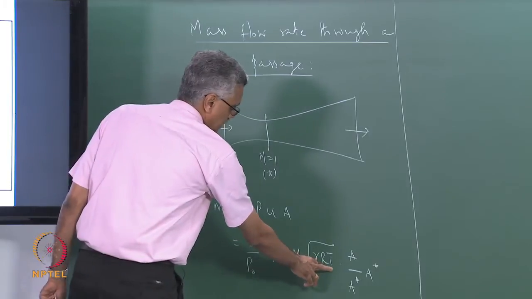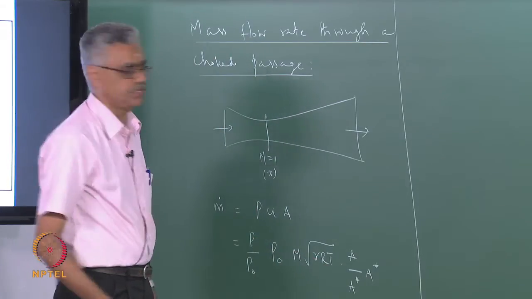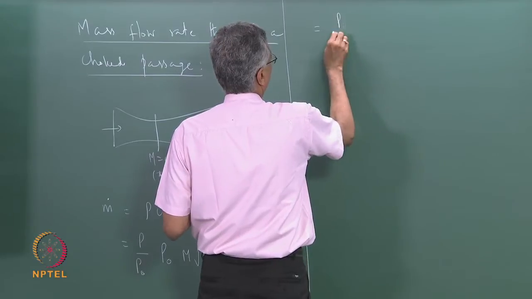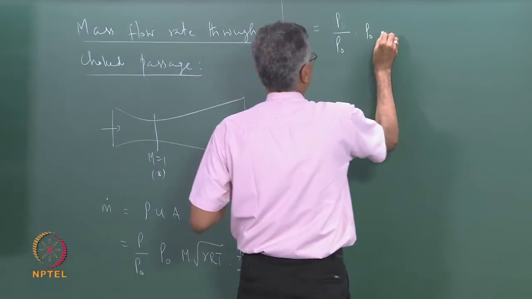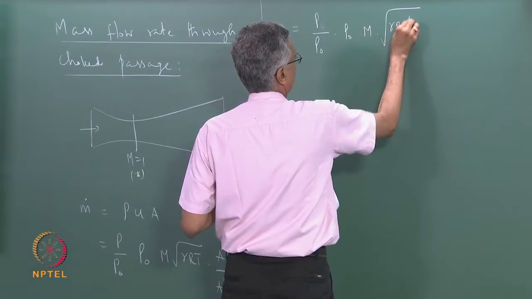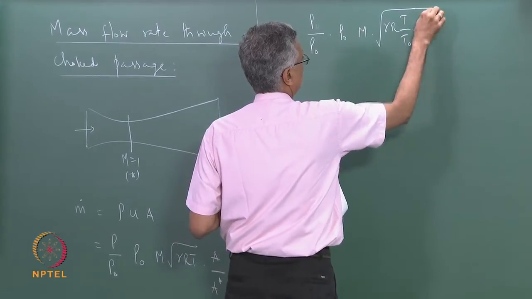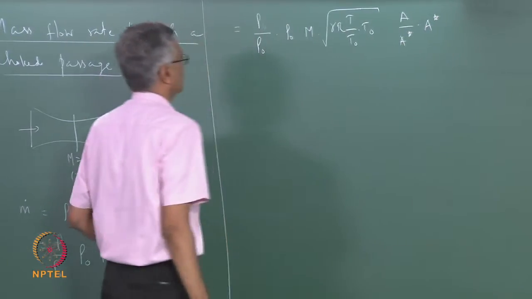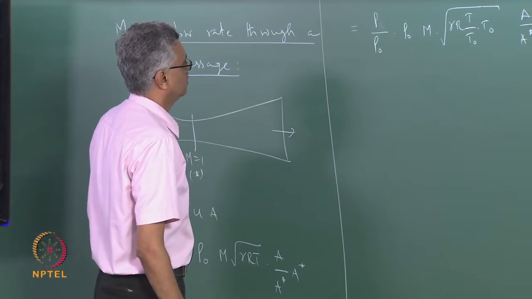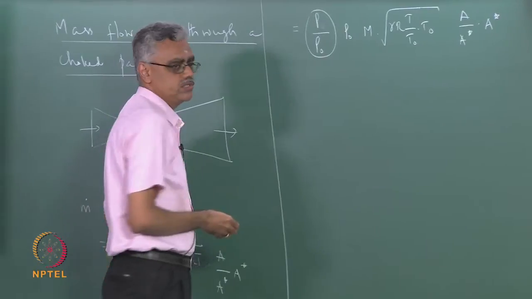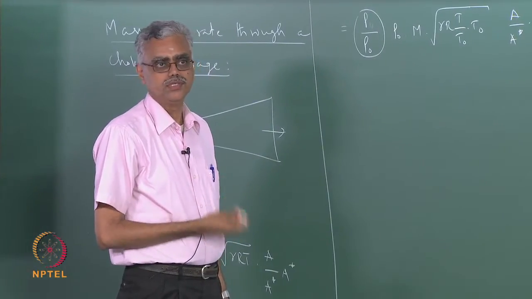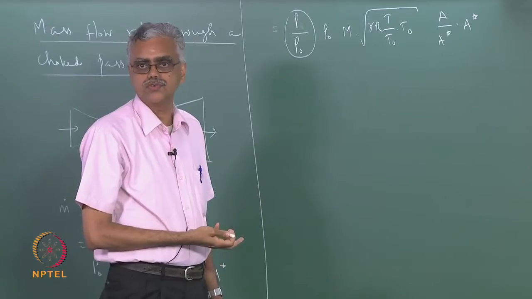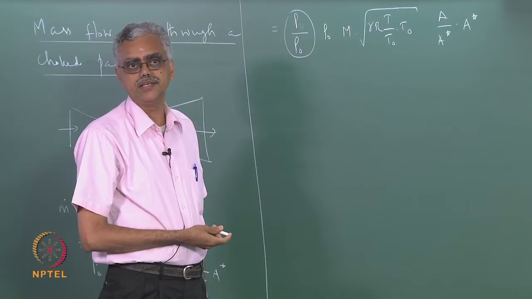Now, I can take this static temperature and write that as T over T naught times T naught. So, if I expand this equation further, I can write this as rho over rho naught times M times square root of gamma R times T over T naught times T naught, all within the square root, times A over A star times A star. Notice that rho over rho naught is known to us as a function of Mach number. We know the relationship. T over T naught is also known to us as a function of Mach number. A over A star is also known to us as a function of Mach number, because that is what we derived in the previous class, the area Mach number relationship.